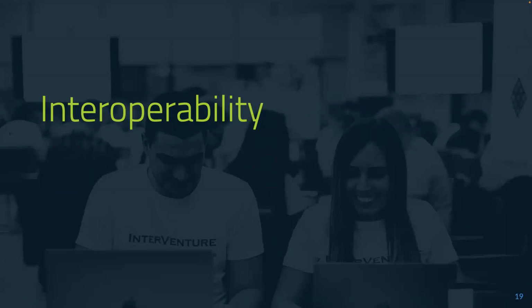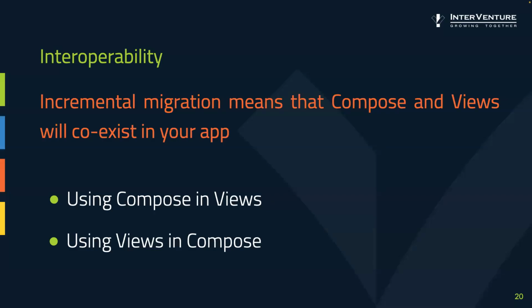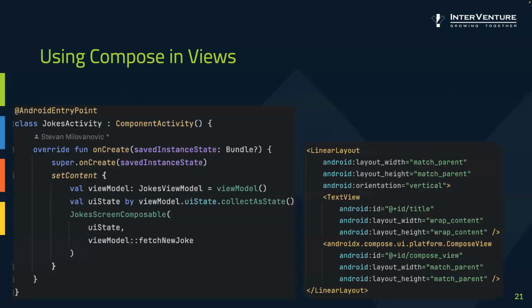And what's important is that newly introduced Compose components can coexist with already existing views. And how can we achieve that? So this interoperability goes both ways. So you can use Compose in views and vice versa. You can use views in Compose. And let me show you both approaches. So how to use Compose in views? Yeah, there are two approaches. The first approach is that if your layout is completely defined in a Compose function, then all you have to do is to invoke the setContent method and pass your composable. That's the screenshot on the left side.